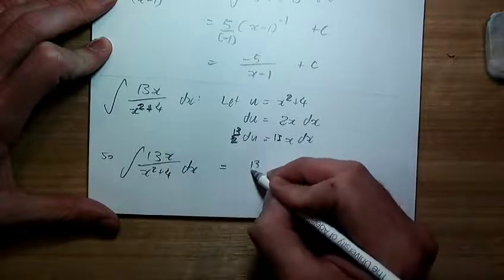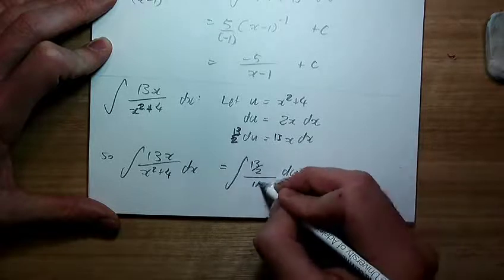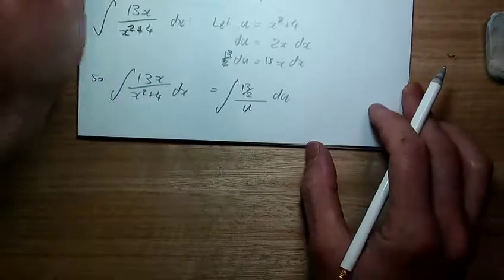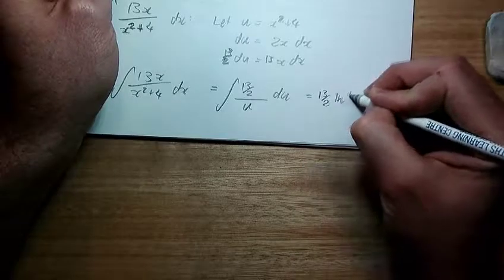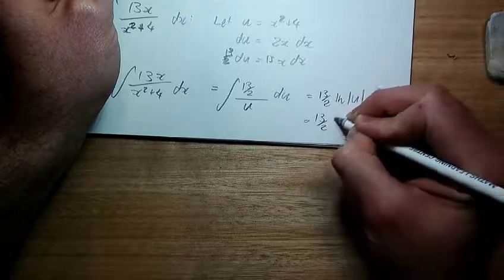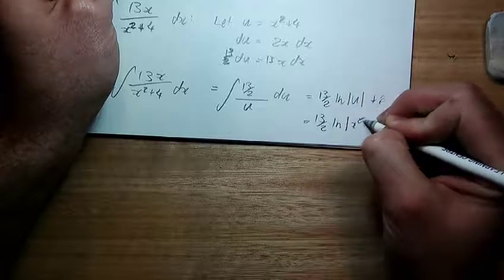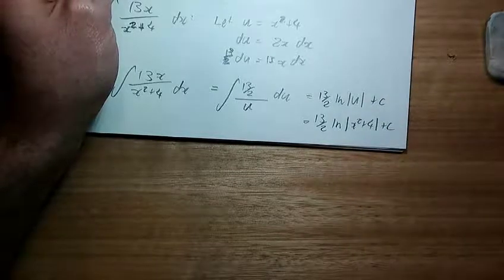It's now 13 over 2 du over u. Beautiful. So the 13 over 2 is a constant. I'll get ln of u, and u was x squared plus 4, like that.